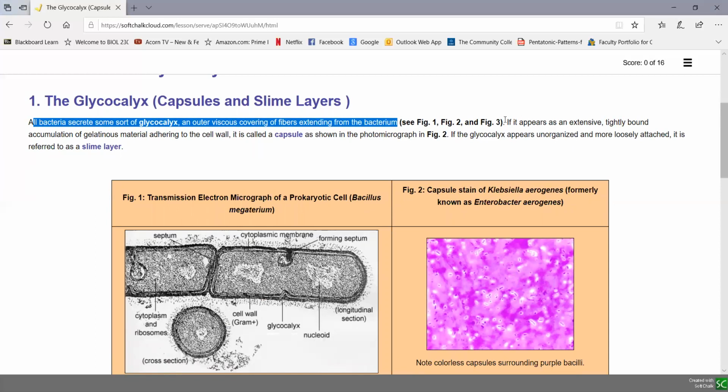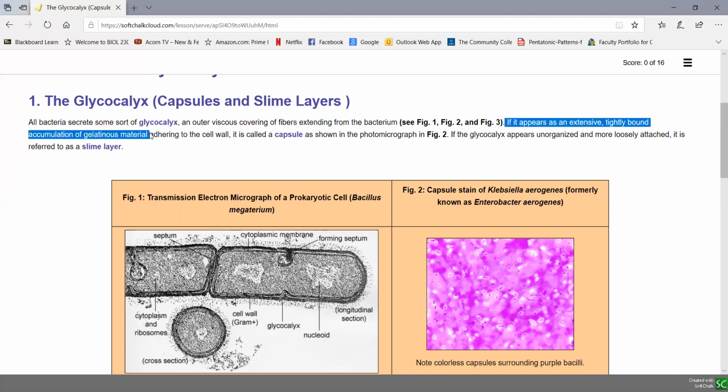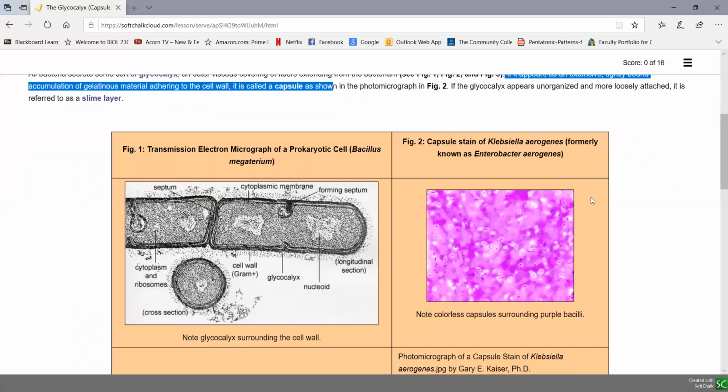If the glycocalyx appears as an extensive, tightly bound accumulation of gelatinous material adhering to the cell, where the cell is embedded in this gelatinous material, then the glycocalyx is often called a capsule. And in figure 2, we see a capsule stain of Klebsiella aerogenes that we'll be looking at in lab 6. So we see the tiny bacilli in the center, and the clear covering around them is the bacterial capsule, an extensive glycocalyx.